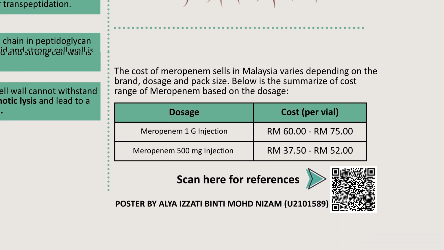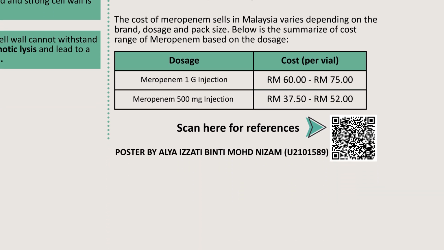The cost of Meropenem in Malaysia varies based on brand, dosage, and pack size. Here's a summary of the price range per vial. Meropenem 1 gram injection costs between 60 Malaysian ringgit to 75 Malaysian ringgit. Meropenem 500 mg injection ranges from 37 Malaysian ringgit and 50 sen to 52 Malaysian ringgit.